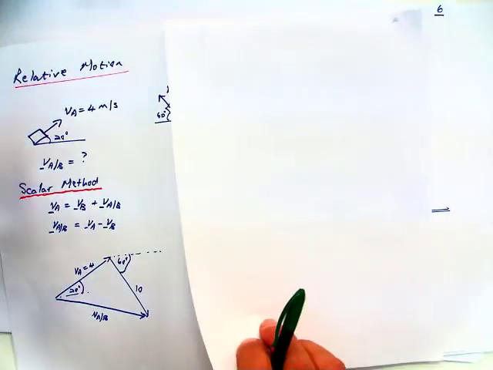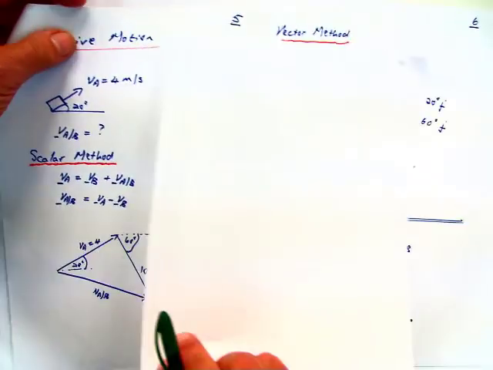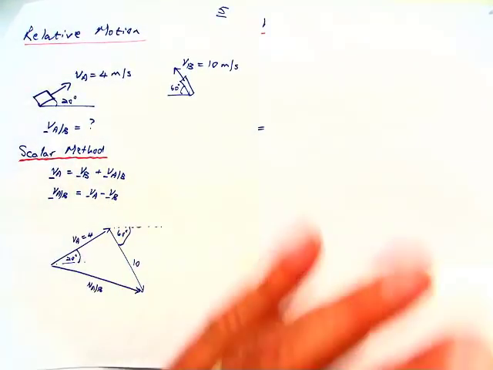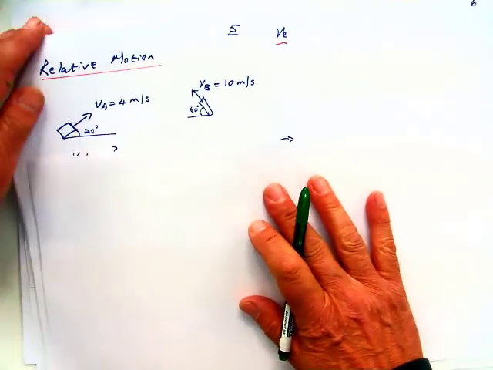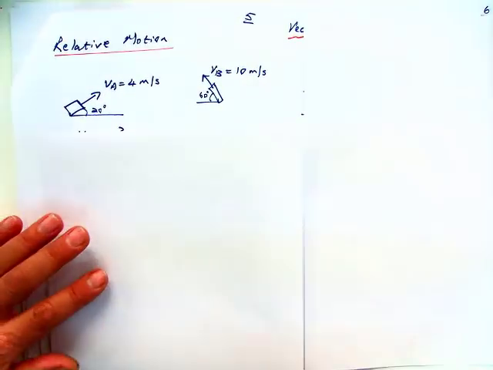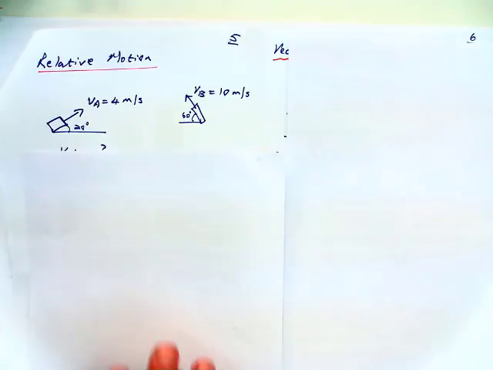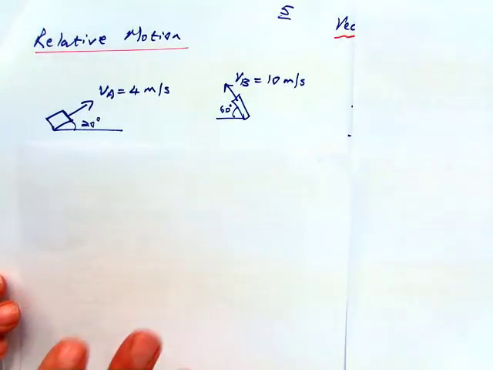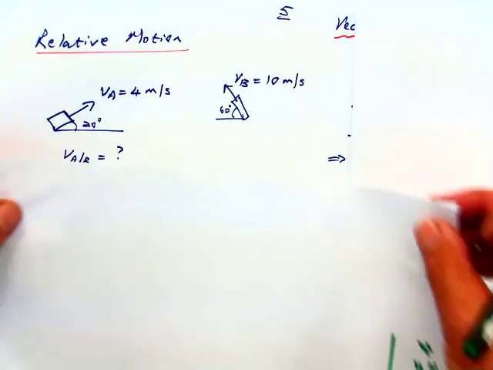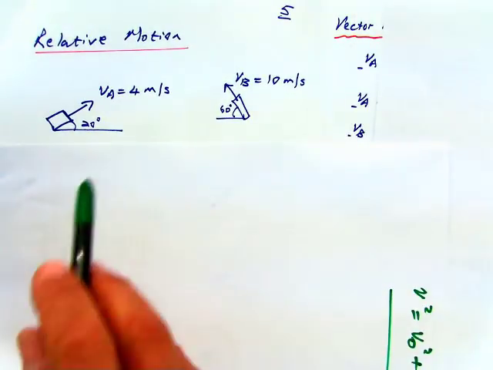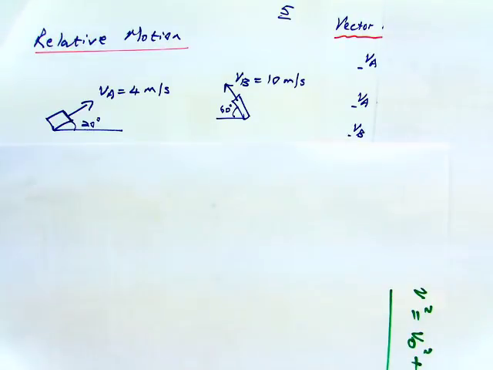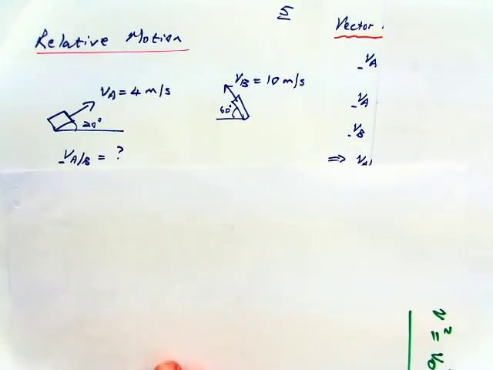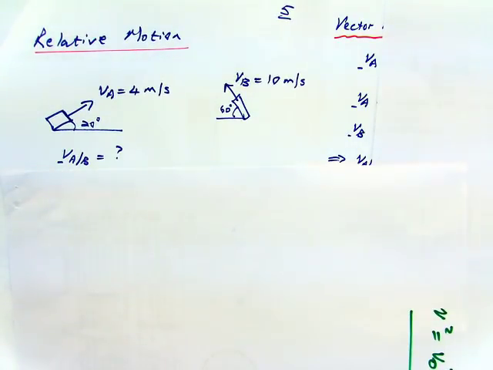Okay, a few things on relative motion. Let's say you have two things moving, one at 4 meters per second and the other at 10 meters per second, at 20 degrees and 60 degrees. And the question is, what is the velocity of A relative to B?